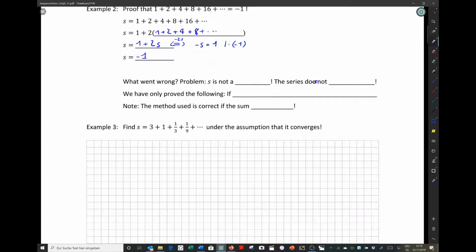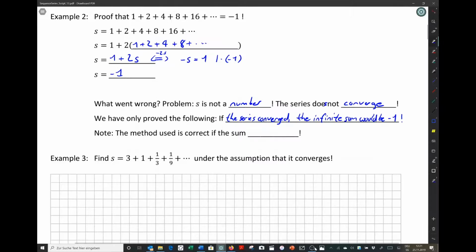Well, the question is what went wrong in our proof? The problem is that S is not a number. The series does not converge. And so we have only proved the following: if the series converged, the infinite sum would be minus 1. However, we know that it does not converge.